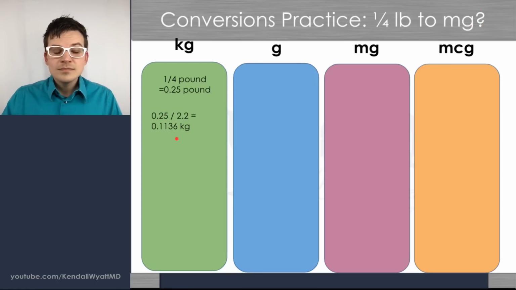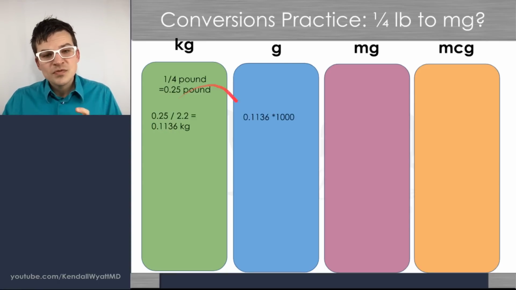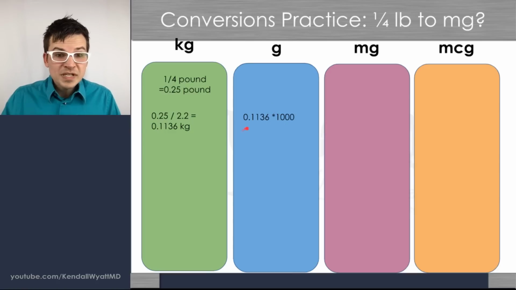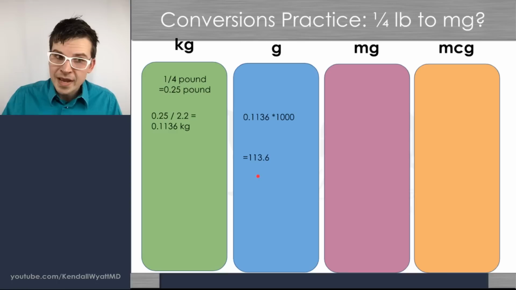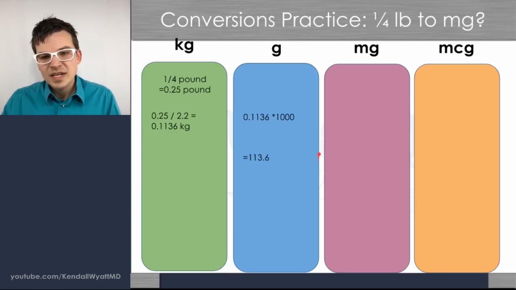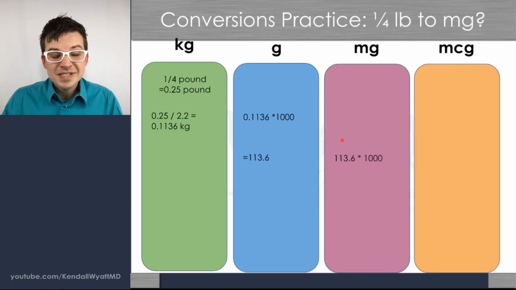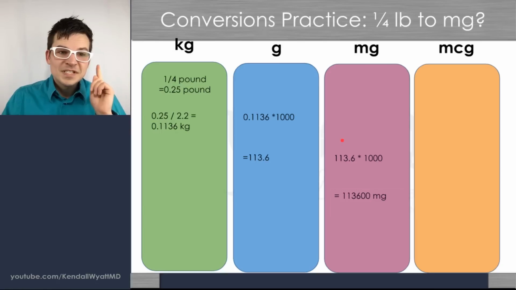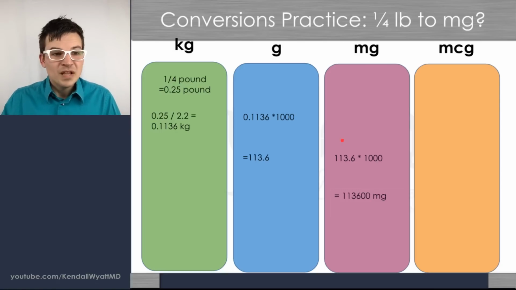So how do we get there? Just a couple more steps. It's easy from here. We know that we need to go to grams first. So 0.1136 times 1,000 is going to give us 113.6 grams. But don't stop there. What you need to do is multiply by 1,000 again to get 113.6 times 1,000, giving you 113,600 grams. That's right. Milligrams, sorry.